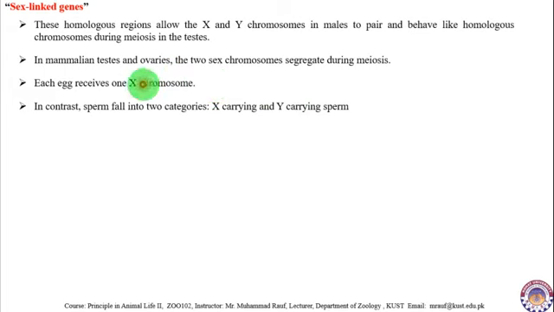So the human female is homogametic. The human female produces the same type of gametes. All the gametes are X carrying, whereas the human male is heterogametic. The human male produces two types of sperm, an X carrying sperm and a Y carrying sperm. So remember, the human female is homogametic and the human male is heterogametic.